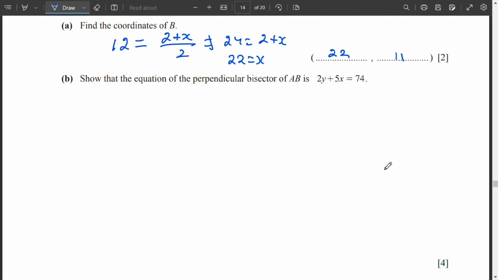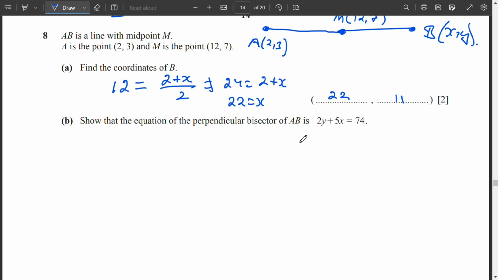Okay, now the B part. The B part is, show that the equation of perpendicular bisector of AB is 2y plus 5x equals 74. Okay, see, first of all, just write the points over here. It's saying AB. So A is actually 2, 3. And coordinates of B, we found, 22, 11.